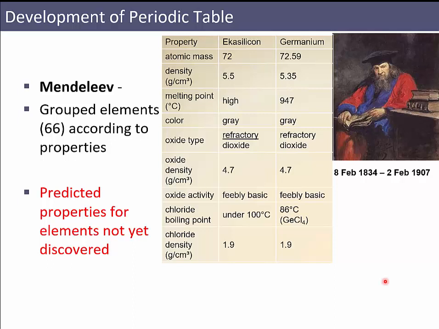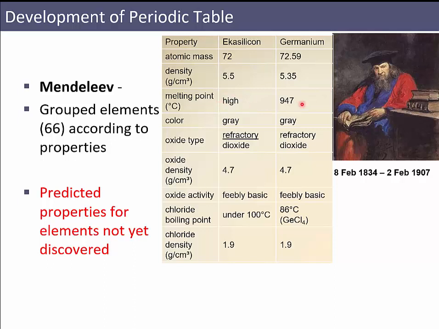And what was cool is that he was able to predict properties for elements that weren't discovered. So he predicted this element called ecosilicon, right? So something below silicon. And he said, well, ecosilicon, we're going to say it's got an atomic mass of about 72, right? And we now know that the element below silicon is germanium. And it's got 72.59, and he predicted its density to be about 5.5. That's 5.35.